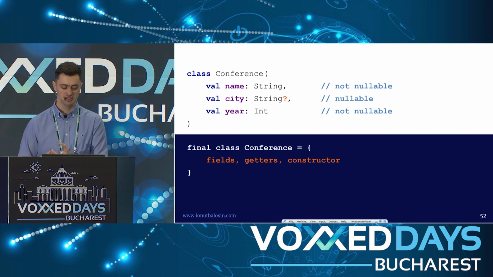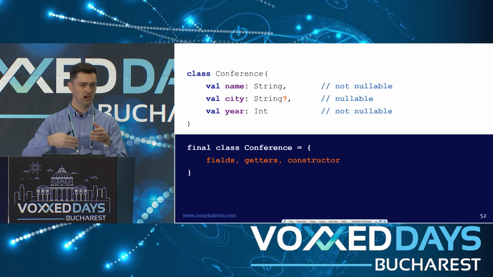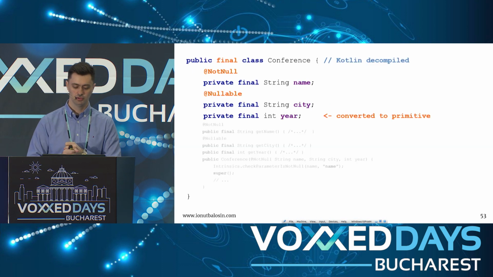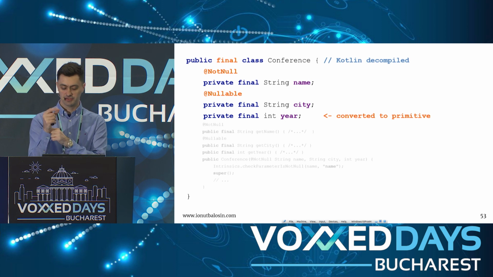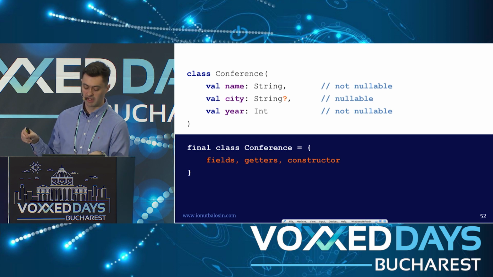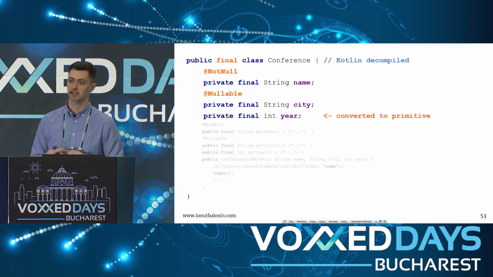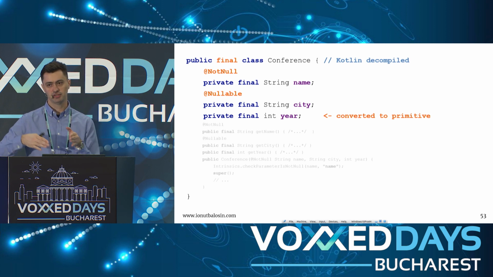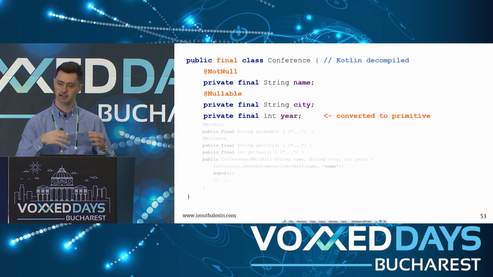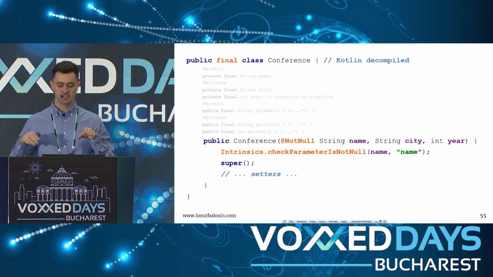What happens in Kotlin is that the Kotlin compiler automatically generates the fields, the getters, and the constructor. It's very similar to what the Lombok project does. So you declare just one line, and under the hood the bytecode contains those three. If you look over the generated code, it has the fields, and it has some annotations because name cannot be null, the city is nullable, and here, because initially it was declared as an int, like an object, and because it is not nullable, it was converted to a primitive. This is what I told you before: wrappers for primitives, if they are not null, are desugared into primitives. Getters, nothing special, and the constructor itself just checks if the name is null.